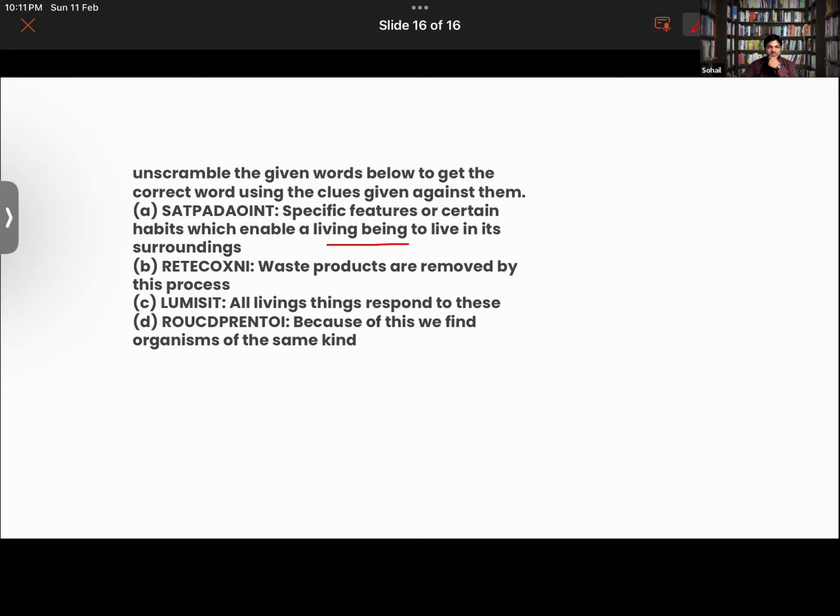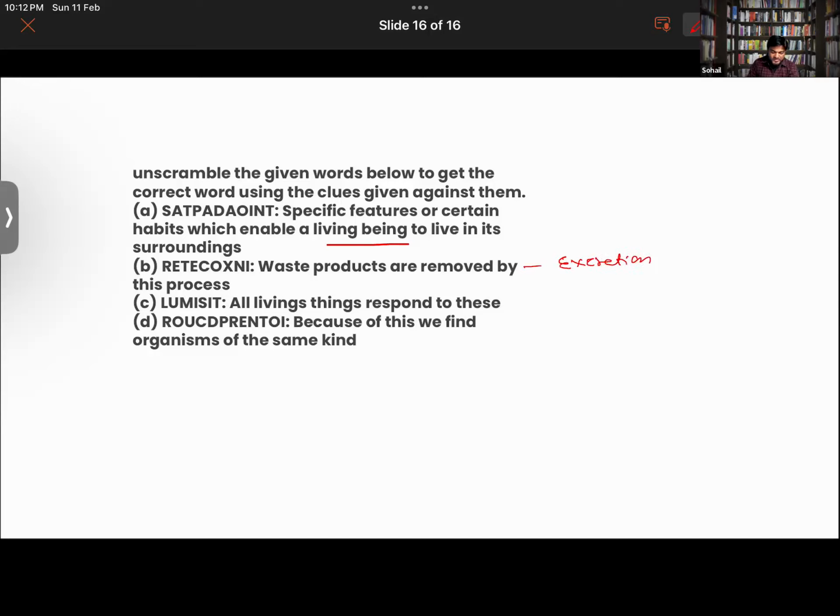That is the last step in nutrition in animals. Nutrition in animals involves certain stages: starting from ingestion, then digestion, then absorption, then assimilation, and the last one is simply removal of the waste from the body. That process is simply called excretion. So when you scramble the word, you will find it as excretion.